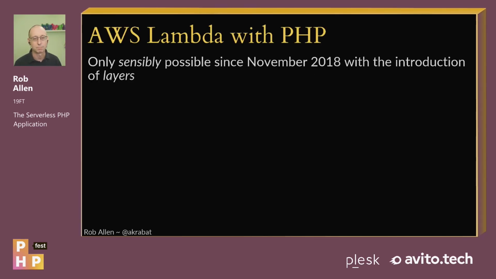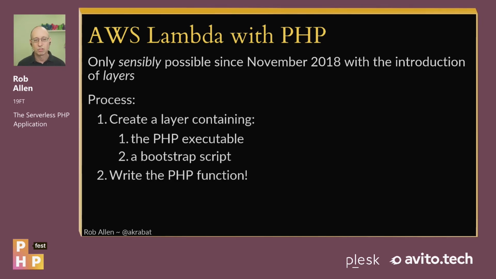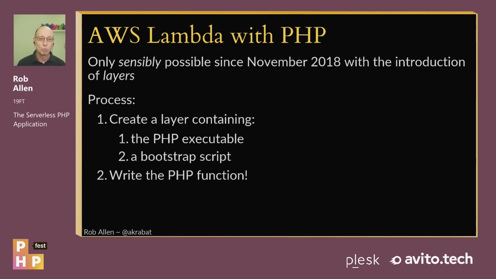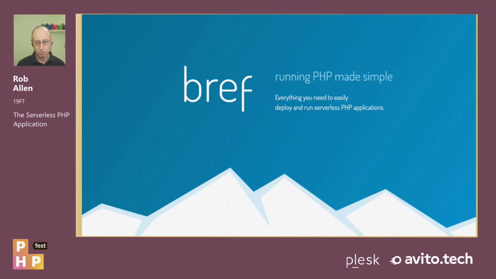Let's quickly look. First thing to know, AWS Lambda and PHP was only possible since 2018 because that's when they introduced something called layers, where you can create a layer with the PHP executable and then you can write your PHP function. Don't do that though. It's already been done for us with this project.